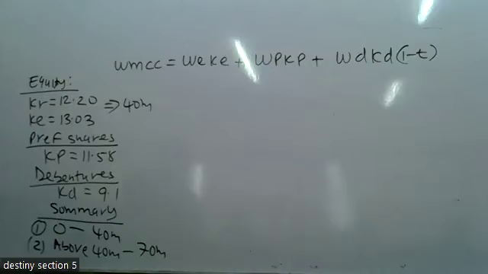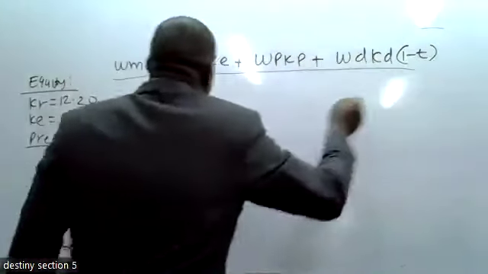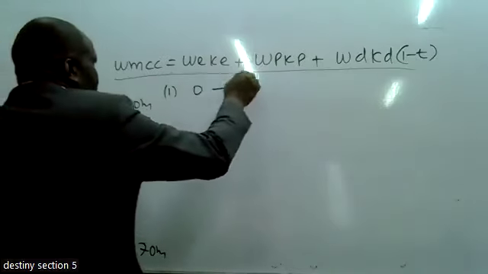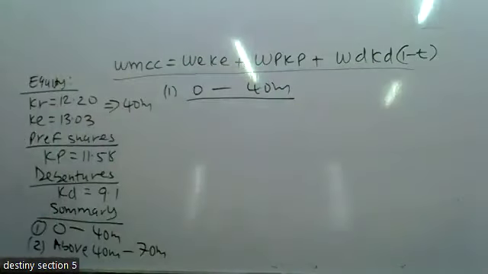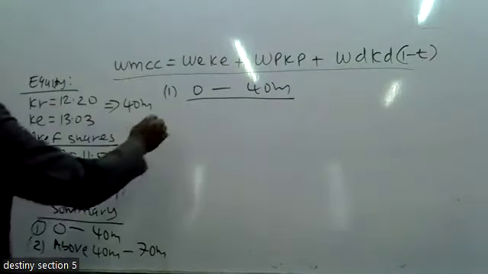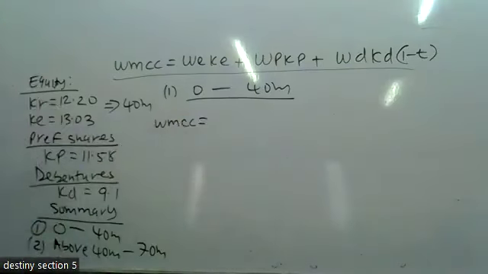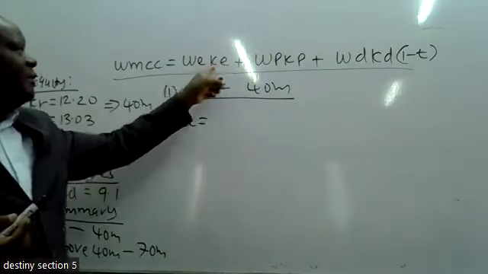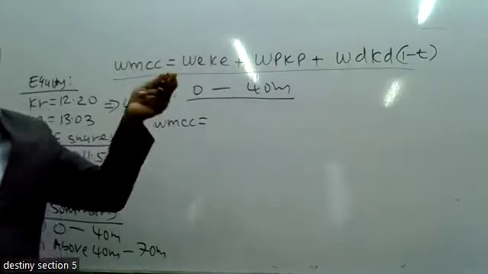You see that? So we have two WMCC. The first one, you have to calculate our WMCC. The first one will be from 0 to 40 million. So WMCC, the weight of equity, this one is equity. It's not ordinary shares. Equity has two components, retained earnings and ordinary shares.